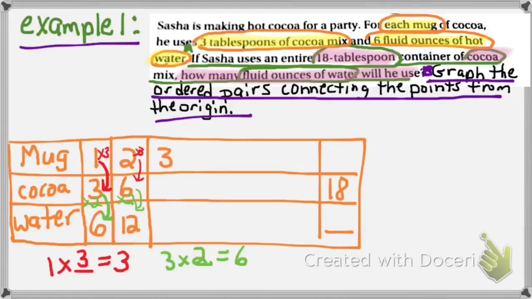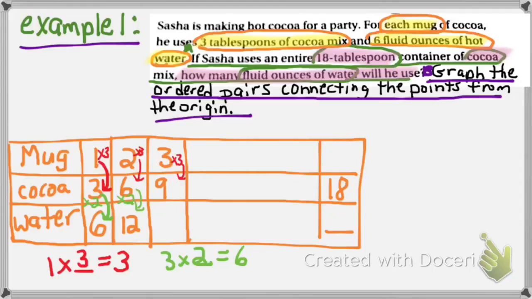Let's see what we would have with 3 mugs. Write down my 3 and put down the line. Let's do the rule from mugs to cocoa. The rule is times 3. 3 times 3 equals 9. So for 3 mugs, I'll need 9 tablespoons of cocoa.